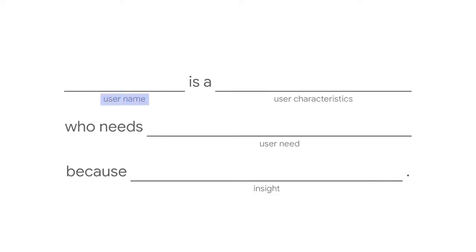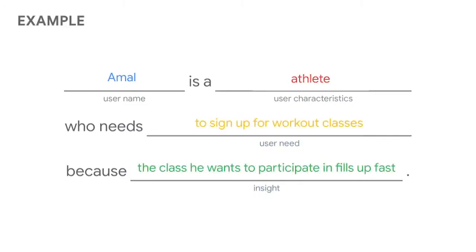Start with the name of the user. Add a short description of the user's characteristics. Clearly describe the user's need and explain why the user has that need. In other words, an insight about the user. For example, Amal is the name of the user. His user characteristic is that he's an athlete. His user need is that he wants to sign up for a workout class. And the insight, or why he has the need, is that the workout classes are filling up quickly.